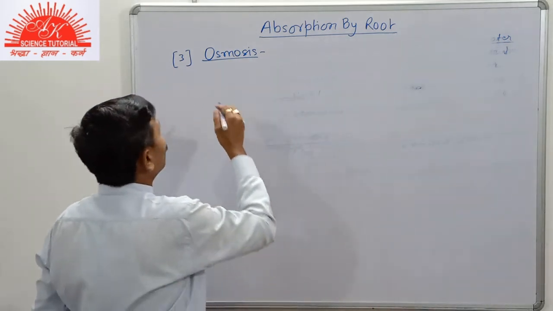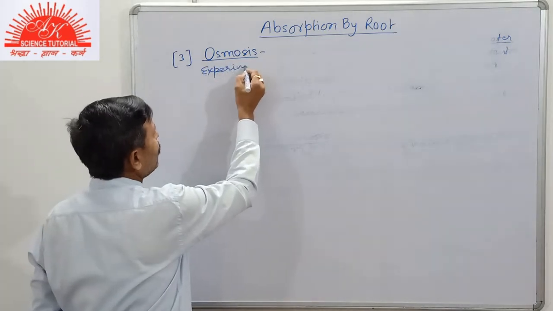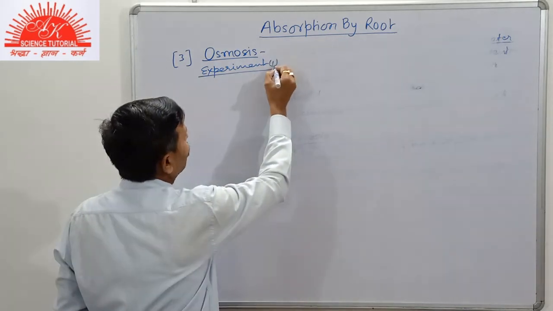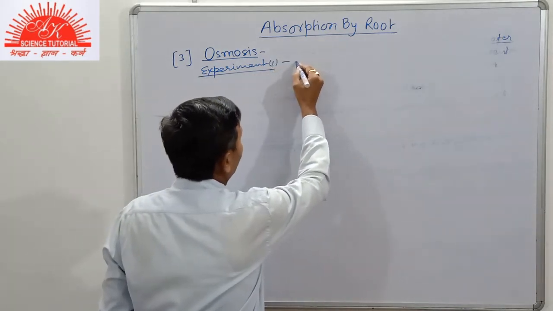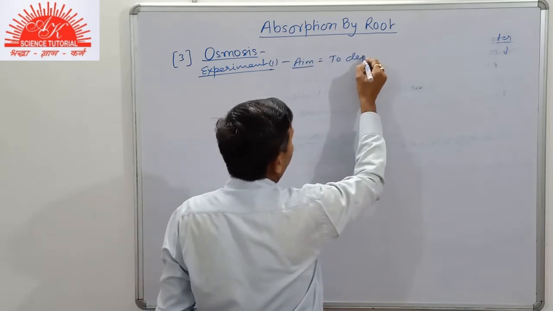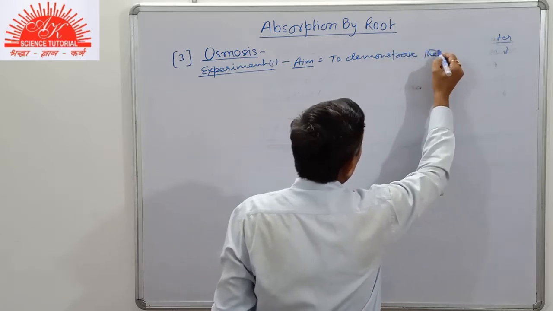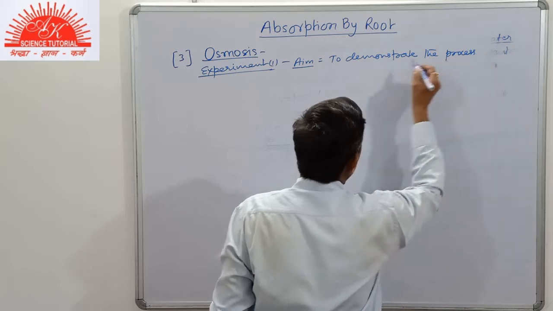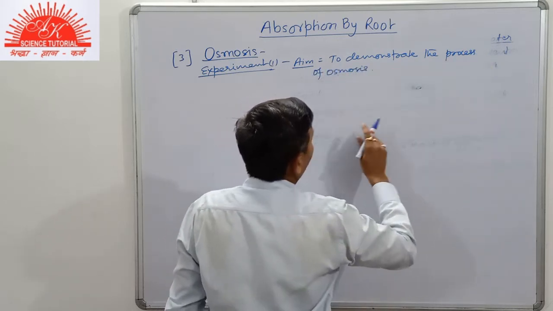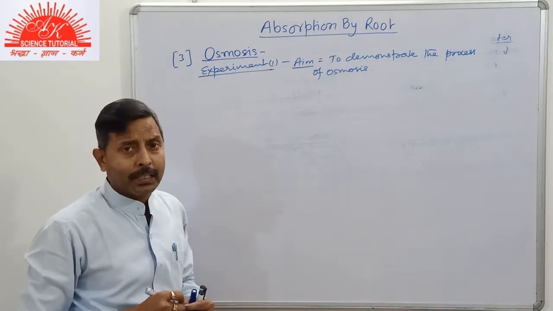So suppose we are going to study an experiment on it. Suppose we take experiment number 1. So first of all, we will write the aim of the experiment: to demonstrate the process of osmosis. Now, how will you arrange the experimental setup diagram?